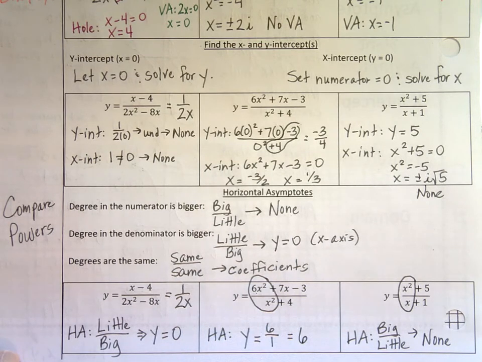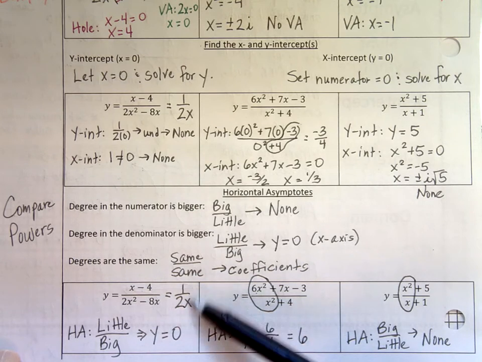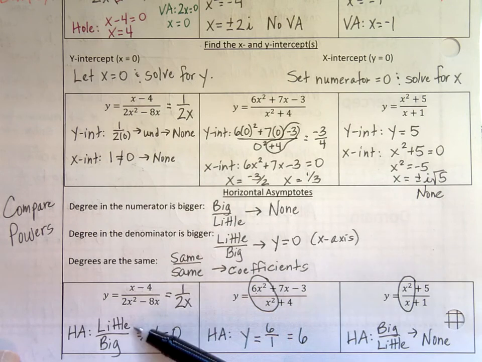So here's some examples of that. Where is the bigger power? Well, you can either go back to the original one and look, or you can look at our simplified version. Where's more x's? Well, there's only one x on the bottom, so it's a little over big. Little over big is y equals 0.